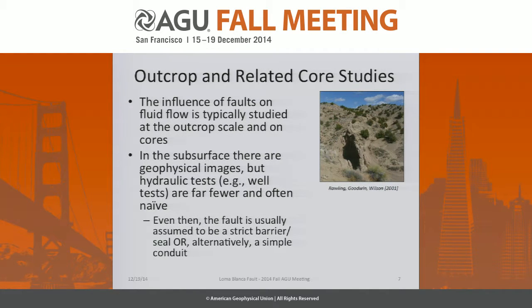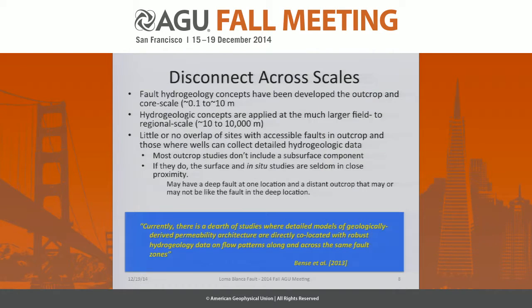Typically, when people go to study faults, they study them at the outcrop scale, maybe at the core scale, and from those try to then project to what may be happening in the subsurface in a petroleum reservoir or an aquifer or the like. When they do that, they use imaging techniques, say from geophysics, to try and figure out what's going on. They may conduct a well test of some kind where they pump or inject and then treat the fault as simply a barrier or as a conduit, but do nothing more sophisticated than that.